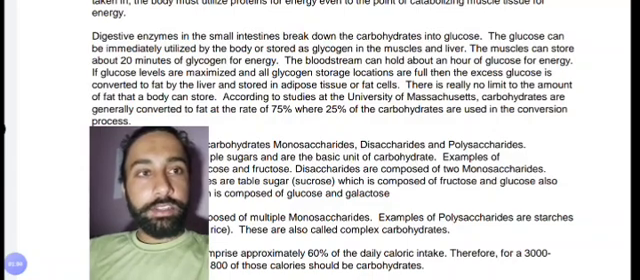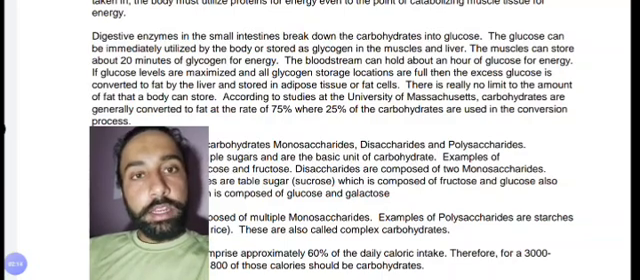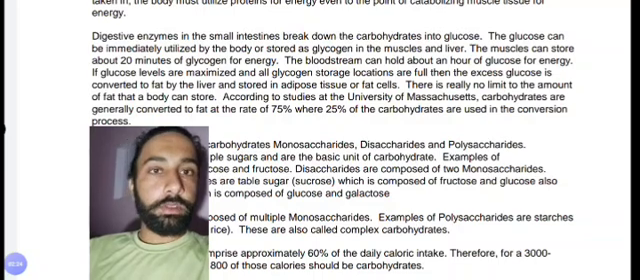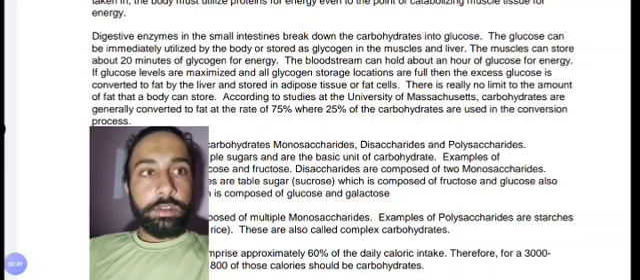According to studies at the University of Massachusetts, carbohydrates are generally converted to fat at a rate of 75%, with about 25% of the carbohydrates used in the conversion process. So excess carbohydrate is stored as fat by the liver and stored in adipose tissues or fat cells. There is no limit of fat that the body can store.